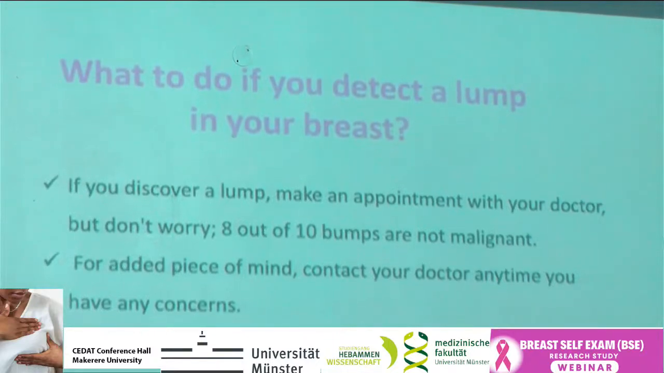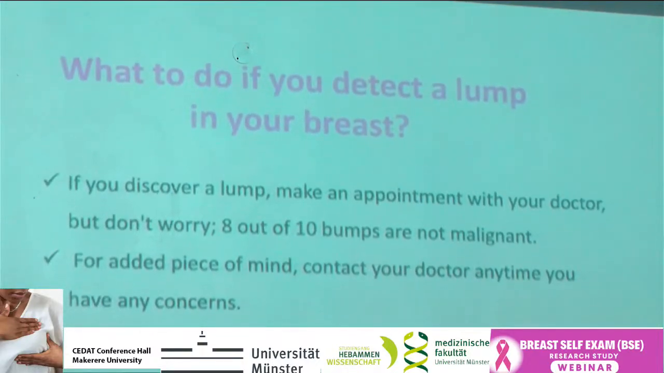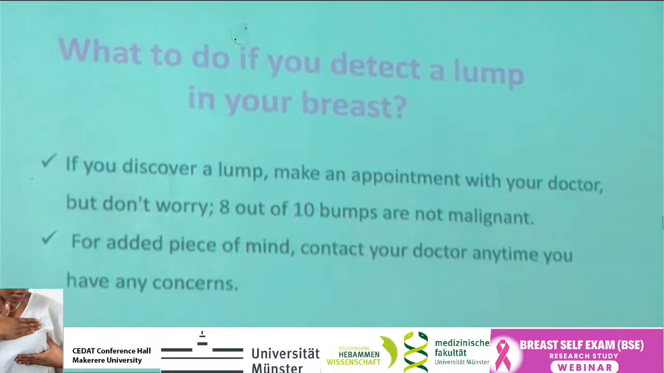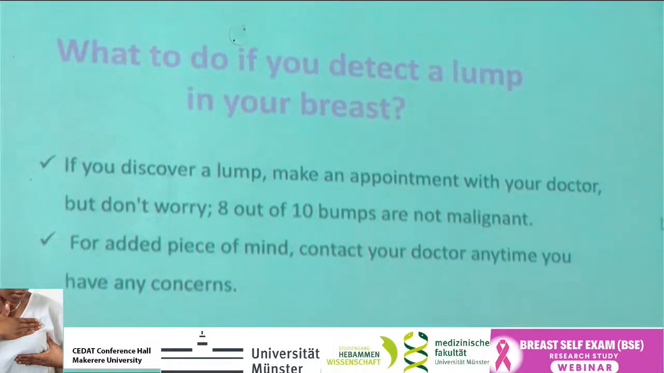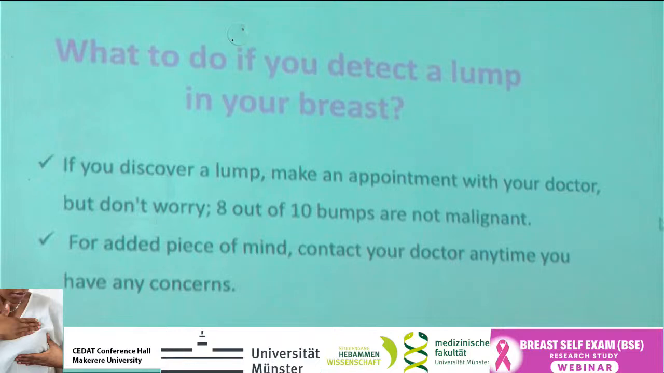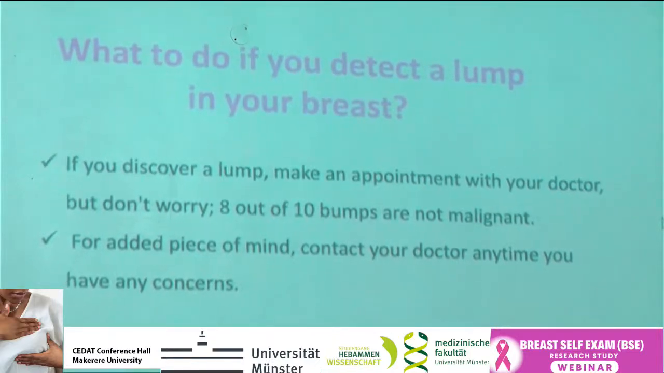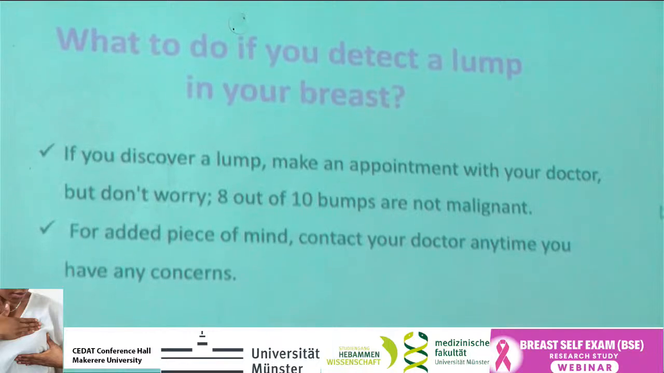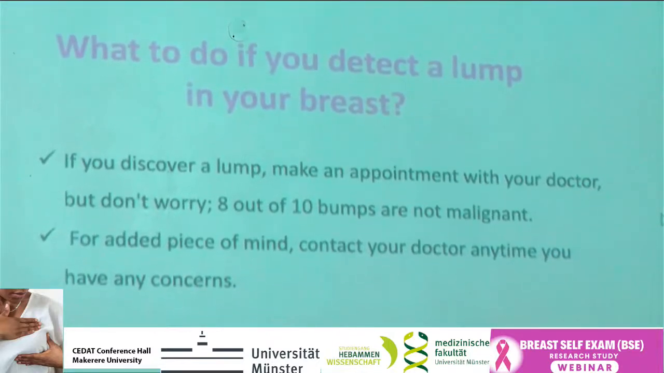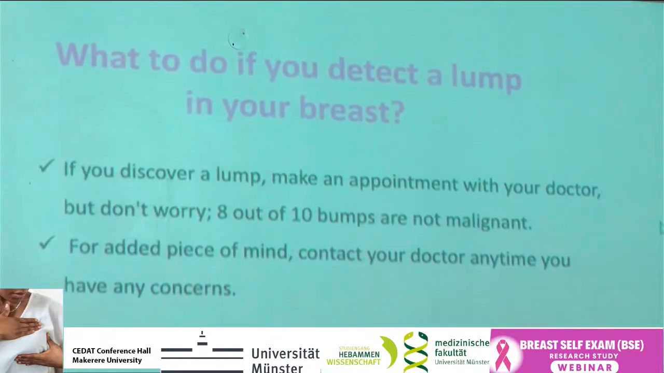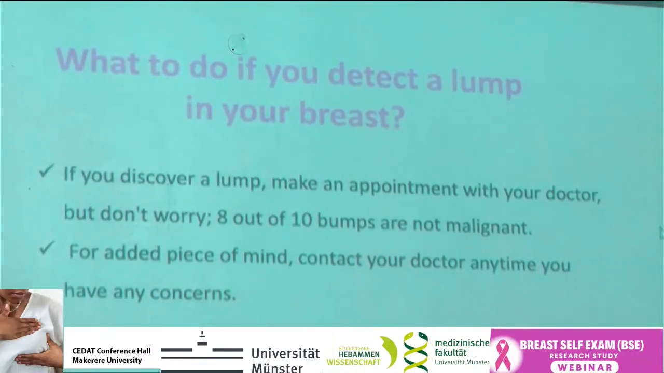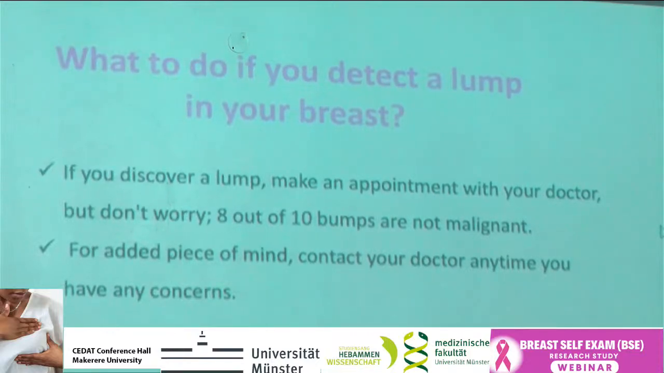Lump in your house. You have to calm down. If you discover a lump, make an appointment with your doctor or go to the hospital. At Makerere University, there is a university hospital where you can get help anytime you come in. Talk to the doctor available and they will make arrangements for you for further checkups, investigations, and care.